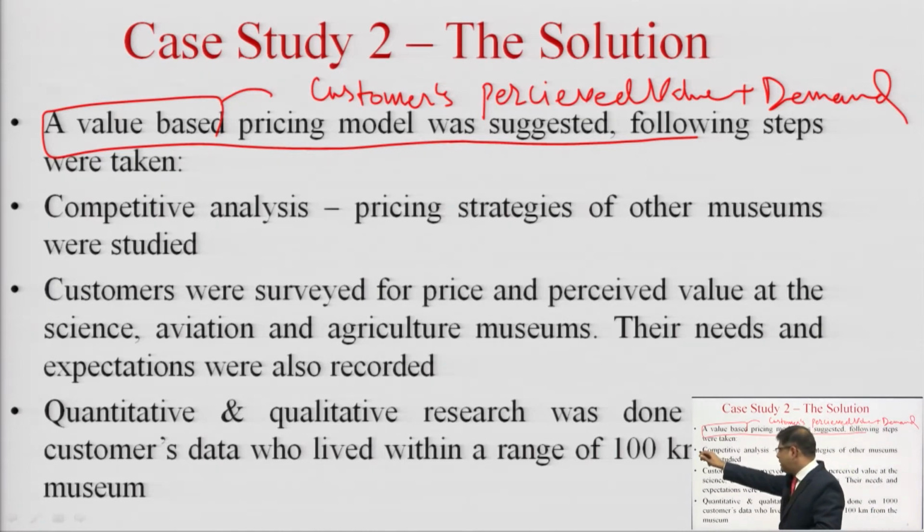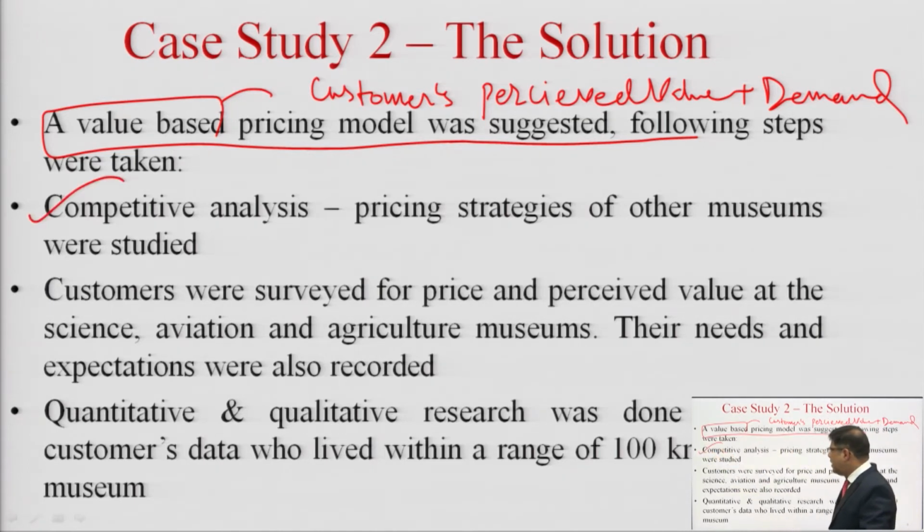The first step taken was a competitive analysis. In the competitive analysis, the pricing strategies of other museums were studied. In the second step, customers were surveyed for price and perceived value at the science, aviation and agricultural museums, and their needs and expectations were also recorded.